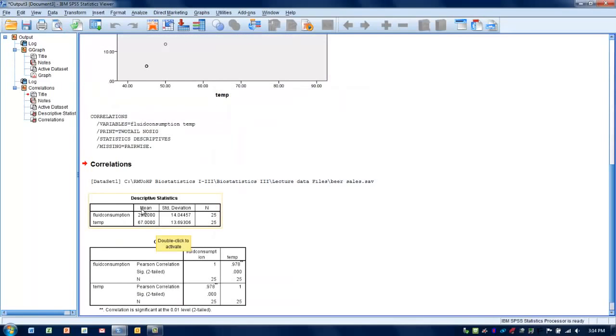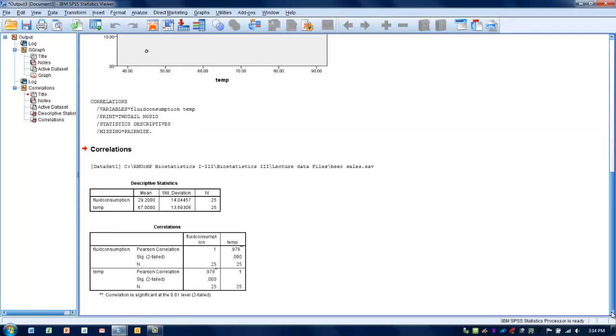And then we'll see the means for our two variables. So the mean fluid consumption over all of the particular data points was 29.2, and the mean temperature was 67. So the first thing we want to look at is the actual Pearson correlation number, which is right here between fluid consumption and temperature, and that value is 0.978.